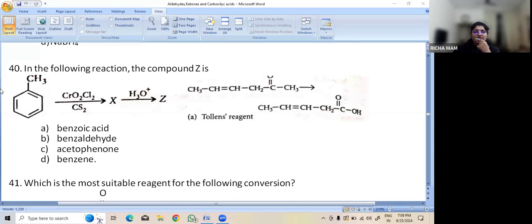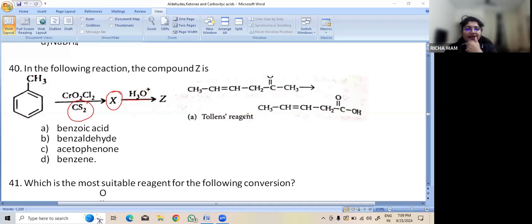Okay. Next question. In the following reaction, the compound Z is. Which is the compound Z in the following reaction? So your toluene is there. You are reacting with CrO2Cl2. Then you are going to get X. This is taking place in the presence of carbon disulfide and X is formed. Further it will go through acid hydrolysis to give you Z. So what is the compound Z they have asked?